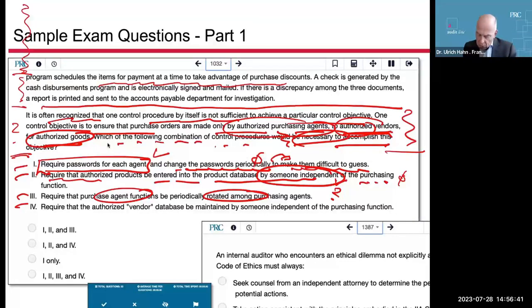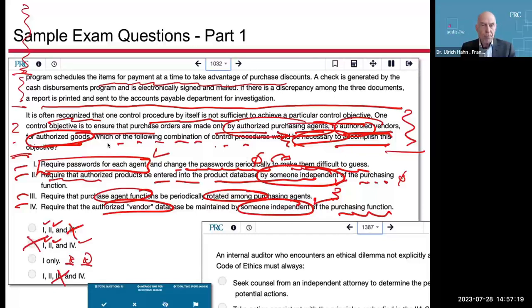Require that the authorized vendor database be maintained independent of the purchasing data. Once again, by someone independent of the purchasing function is good. Okay, maybe if you see the purchasing function as narrow. So let's see. I would say one could be, two could be, here I wouldn't like this, because that's not so good. Then we have 1, 2 and 4, that would be okay. Here I would miss 1, 2 and 4, and here I would not like this. So I would guess this is the right answer.